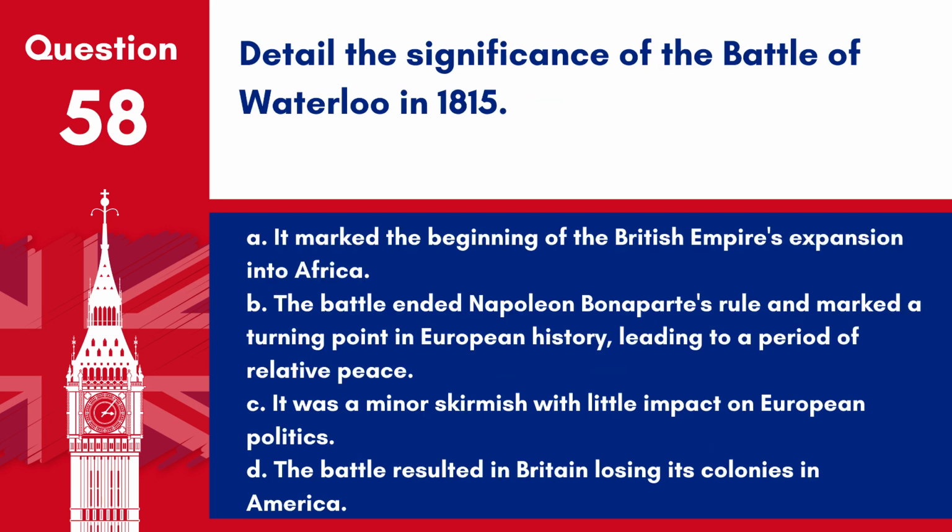Question 58. Detail the significance of the Battle of Waterloo in 1815. A. It marked the beginning of the British Empire's expansion into Africa. B. The battle ended Napoleon Bonaparte's rule and marked a turning point in European history, leading to a period of relative peace. C. It was a minor skirmish with little impact on European politics. D. The battle resulted in Britain losing its colonies in America.